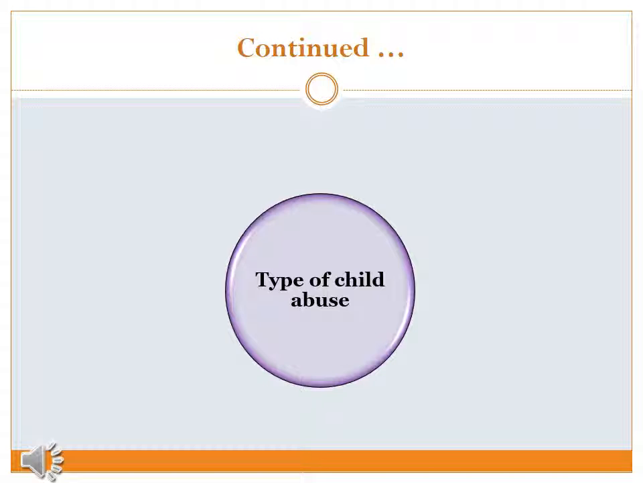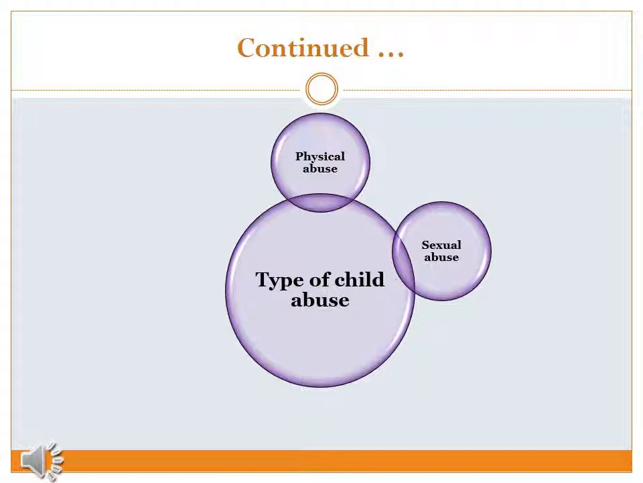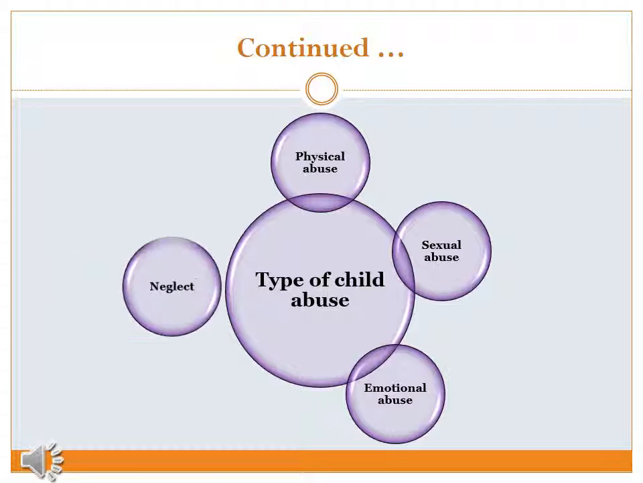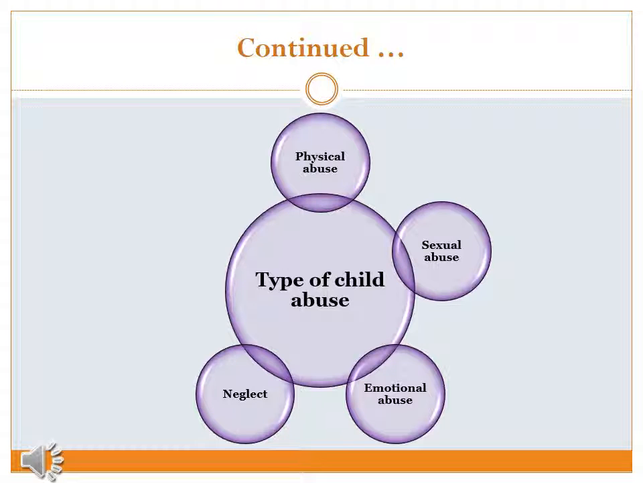Hence, there are 5 types of child abuse, which are physical abuse, sexual abuse, emotional abuse, neglect, and exploitation. So, I will explain the definition of each type of child abuse. The first is physical abuse. Physical abuse is an intentional act causing injury to another person by way of bodily contact. For example, slapping, kicking, punching, and hitting by hand or object.